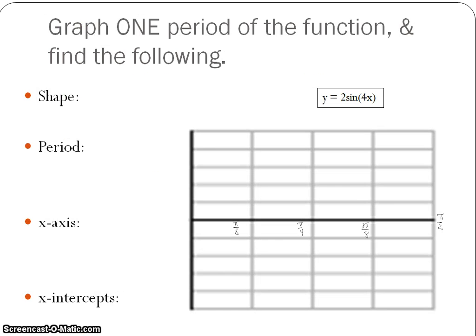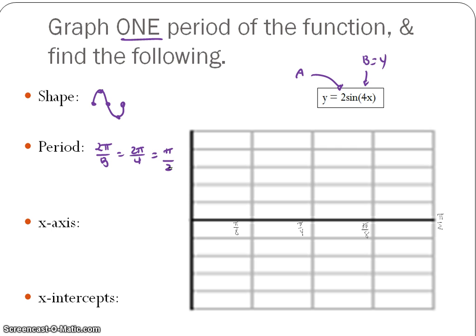Okay, so here we're going to graph just one period of this one. Here's our function. So the general shape, it's a sine function, so we're just going to sketch it. It starts at the origin, it goes to its max, the origin, the min, and then back to the x-axis. The period is going to be 2 pi over b, and our b is 4. Remember, this is going to affect our amplitude. Our a is 2. So the b is 4, so it's 2 pi over 4, which is pi over 2.